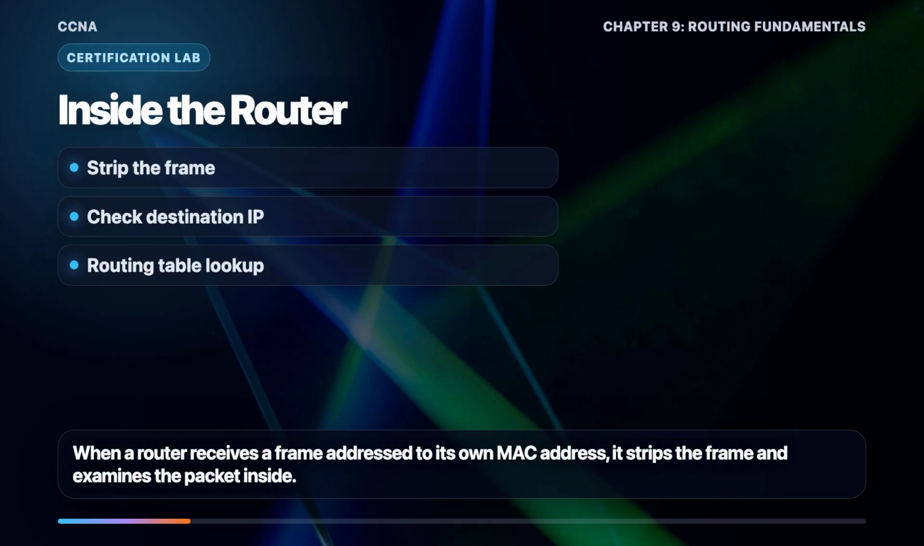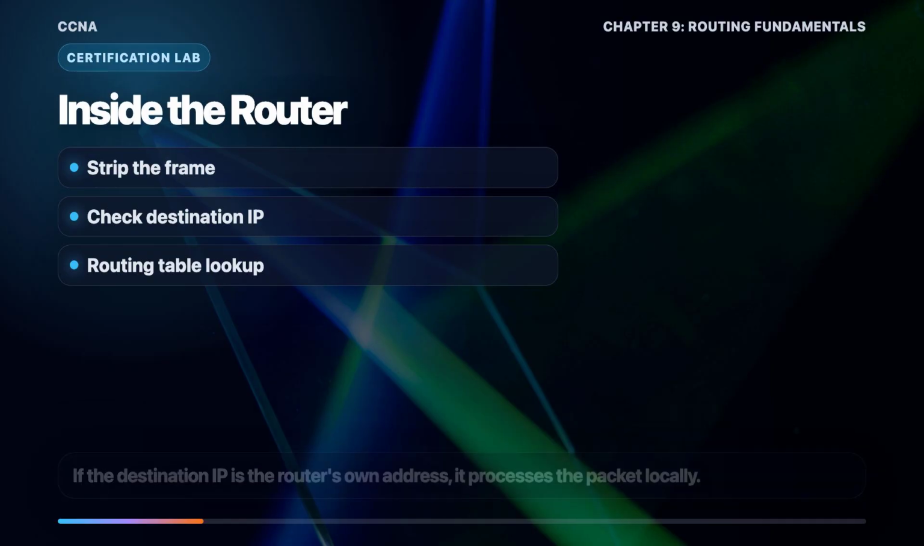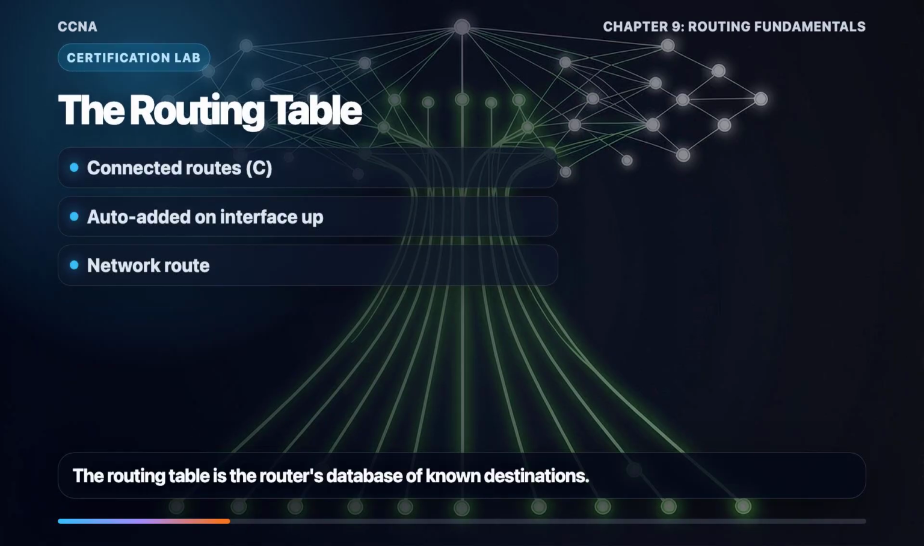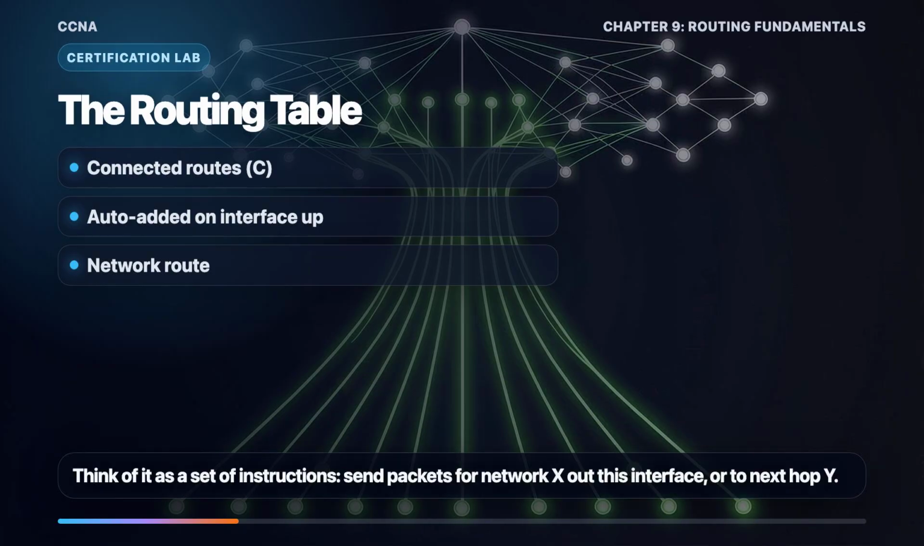When a router receives a frame addressed to its own MAC address, it strips the frame and examines the packet inside. If the destination IP is the router's own address, it processes the packet locally. But if the destination IP belongs to someone else, the router performs a routing table lookup. The routing table is the router's database of known destinations. Think of it as a set of instructions. Send packets for network X out this interface, or to next hop Y.